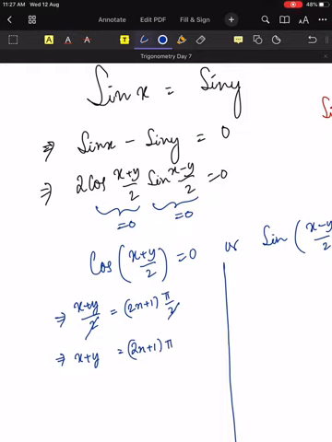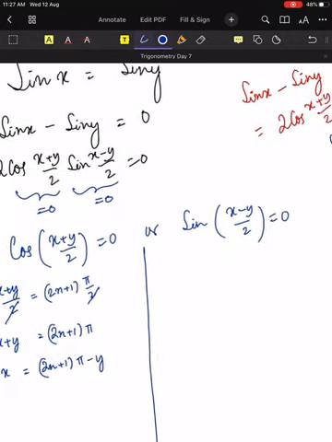Right? Now take this y that side. So what I get? x is equal to (2n plus 1) pi minus y. Okay? Now let's do this one.